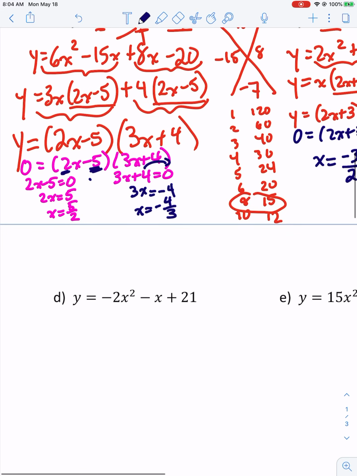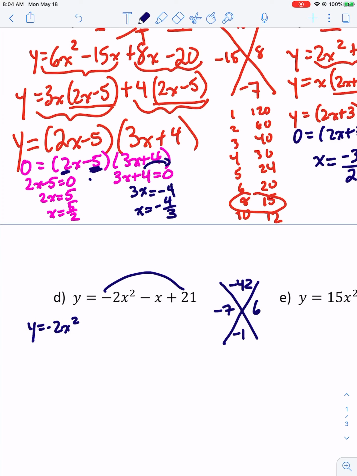So I'll just do this last one here. Again, let's suppose we don't factor out that negative to start off with. So they multiply to give you -42, add to give you -1. You can think about it, stop the video. But those answers are -7 and +6. So y equals minus 2x squared minus 7x plus 6x plus 21.